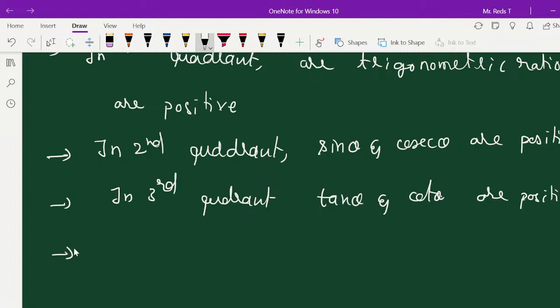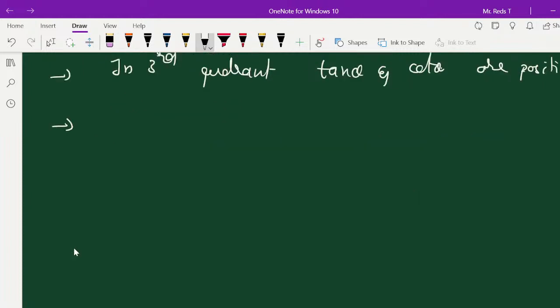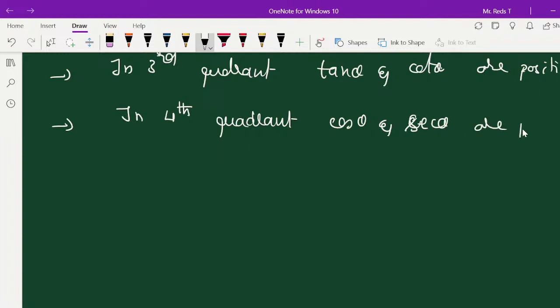And then in the fourth quadrant, cos theta and its reciprocal secant theta are positive. That means the other remaining functions, sine, cosecant, tan, cot, are negative. So these points you have to remember.